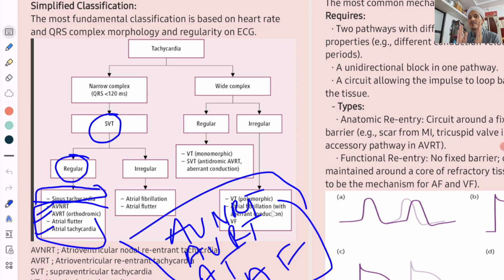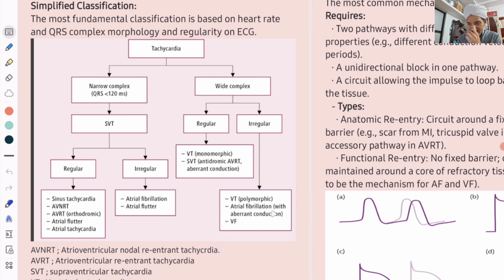Sinus tachycardia will follow P wave, QRS complex, T wave, P wave, QRS complex, T wave, P wave, QRS complex. So the P wave will be there, a normal P wave and a normal QRS complex. So that is sinus tachycardia. That's how you differentiate that. If that sequence is disturbed, then it is not sinus tachycardia. If it is irregular, the common cause is atrial fibrillation. What is atrial fibrillation?